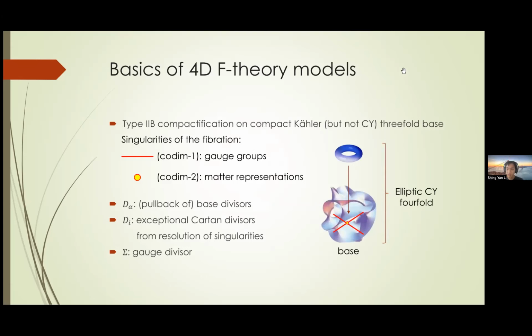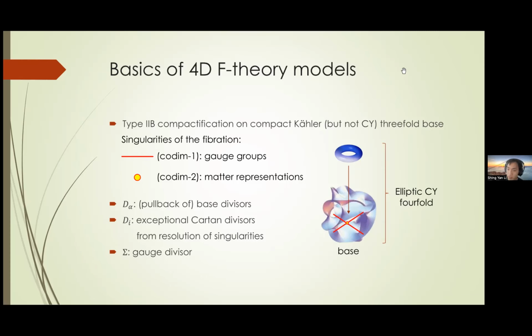First of all, let me review some basics of 4D F-theory models. You can think of F-theory as a kind of type IIB compactification on a compact Kähler manifold, but this manifold is not Calabi-Yau in general because we are in a strongly coupled setup with a bunch of 7-branes floating around. So that threefold is not Calabi-Yau in general, and we call that threefold the base. Then at each point of the base, we insert a torus, or elliptic curve, that represents the axio-dilaton background. And the whole thing we require to be Calabi-Yau, so we call it an elliptic Calabi-Yau fourfold.